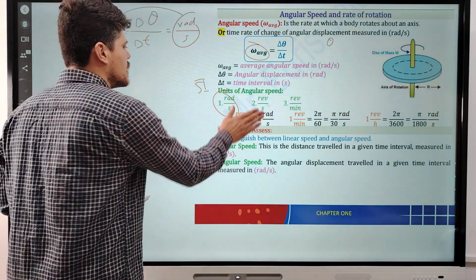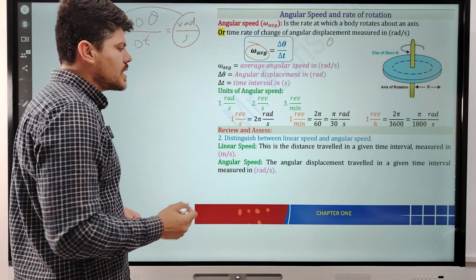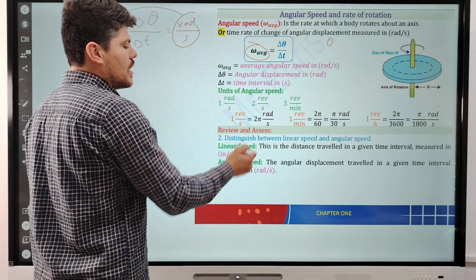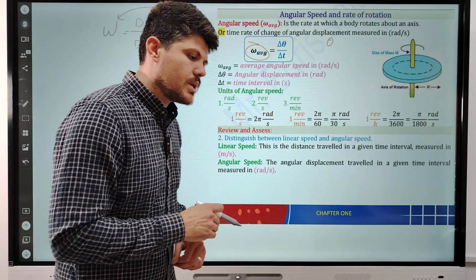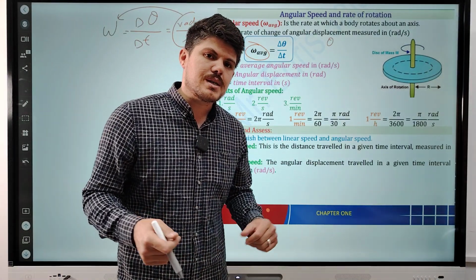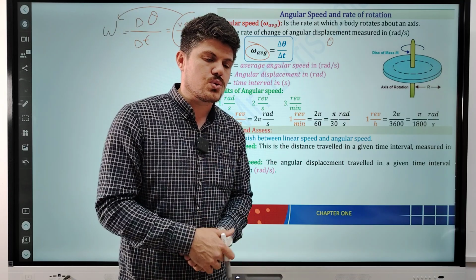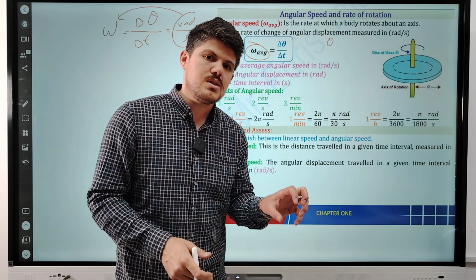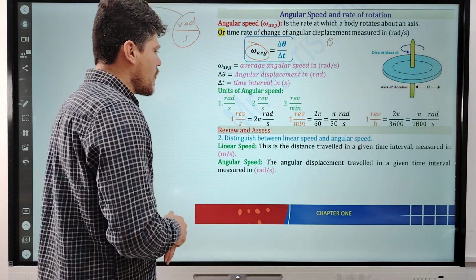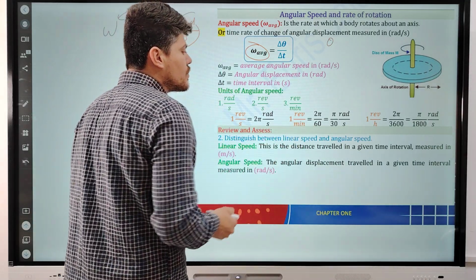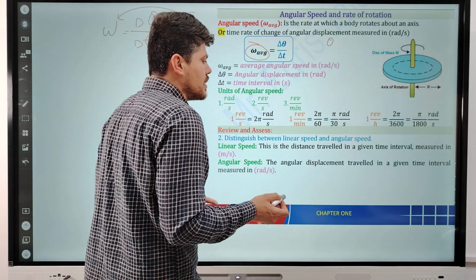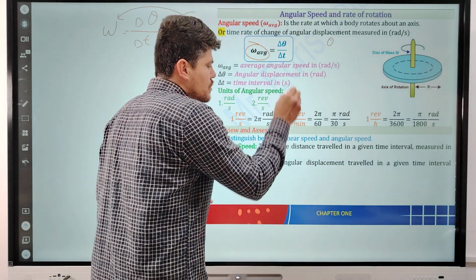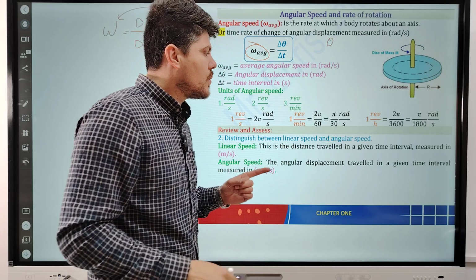How can you convert rev per second? Rev per second, you have to multiply by 2 pi. For example, when angular speed is given as 2 rev per second, how can you convert to rad per second? You have to multiply this 2 by 2 pi. And in the case when the angular speed is given in rev per minute, you have to multiply the number that is given in the question by what?